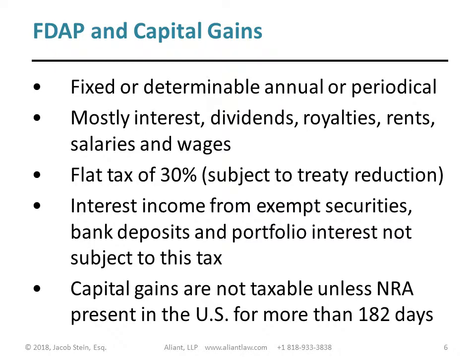Moving on to the next, the kind of broad category of income that foreigners are subject to. And this is probably the broadest category of income for foreigners, the one that applies most of the time. And this is fixed, determinable, annual or periodical income. Fixed or determinable annual or periodical income. So this is sums of money that get paid on some fixed or periodic basis.